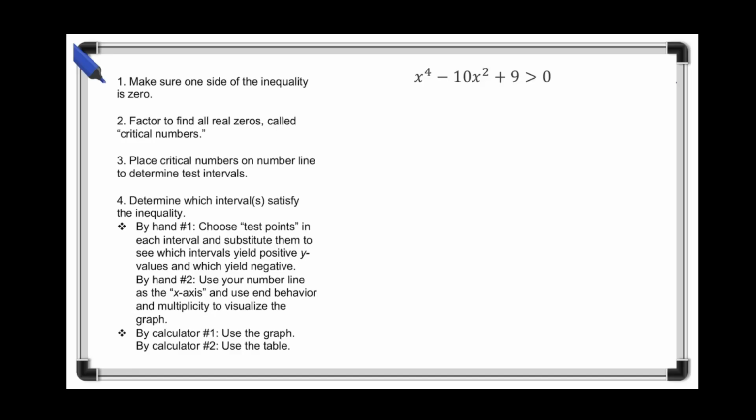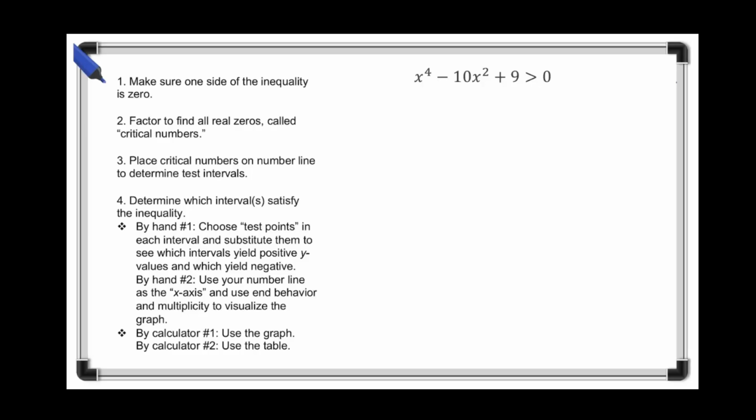So we wrote you the steps here on the left-hand side for every single question. So we're going to go through every problem together using these appropriate steps. So the first thing is you want to make sure that one side of your inequality is 0. So in this question it is, so we're all set to go. The next thing you're going to do is factor to find all the zeros. And these we call our critical points or critical numbers. These critical numbers are where the behavior of an inequality can change.